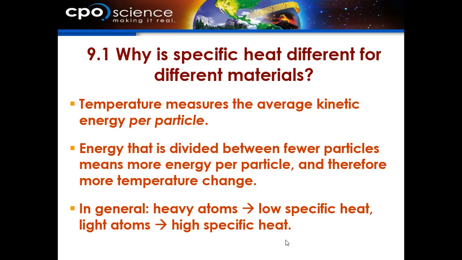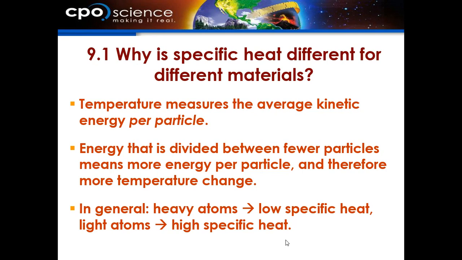So why is specific heat different for different materials? Like we already said, water has a very high specific heat. If you saw on the chart, the lowest specific heat listed on that chart was gold. So why? Because it takes so much more energy to heat up water than it does gold. We have to remember what temperature is. Temperature is average kinetic energy per molecule. So it's the motion of those molecules.